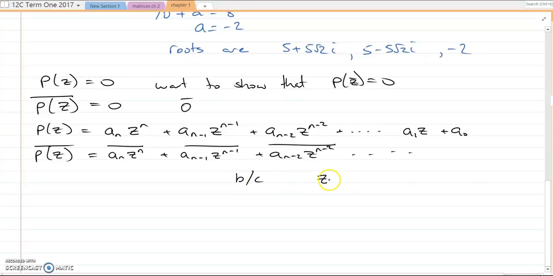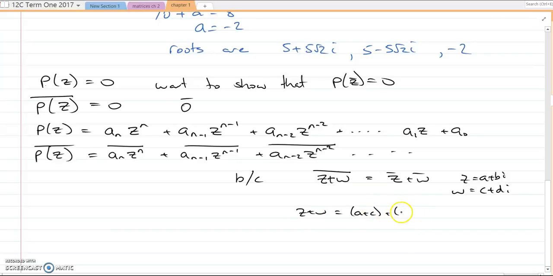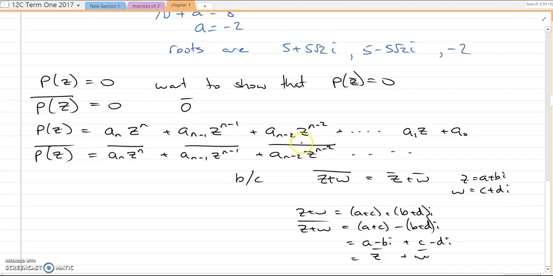Okay, this is because of this rule: if I have two things added together and I do the conjugate of them, it's the same as doing the conjugate of them separately. So if I have z is a plus bi, w is c plus di, so z plus w equals a plus c plus b plus di. Alright, z plus w conjugate equals a plus c minus b plus di, which is the same as a minus bi plus c minus di, which is the same as this is z conjugate and this is w conjugate. Okay, so using that rule we can write this like this, and the next step is to write this like this.